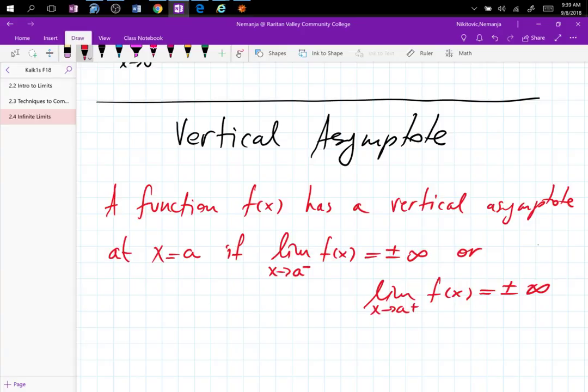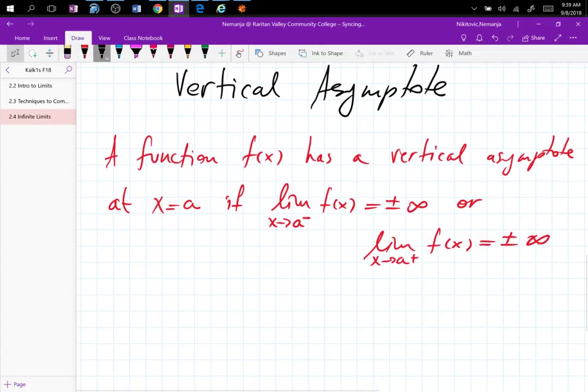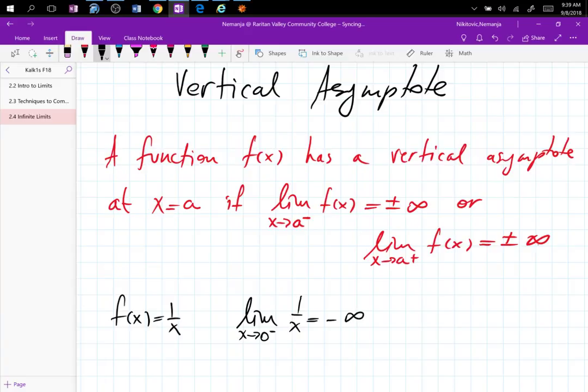The beauty of the red statement is, I don't care what kind of functions we have on the table. If the limit works out to be infinity, it has the vertical asymptote at that point. So, no special cases, no exceptions, none of that stuff. So now, if I consider f of x equals 1 over x, and I consider the limit we just did, x goes to 0 minus of 1 over x is negative infinity, that spells vertical asymptote at x equals 0.